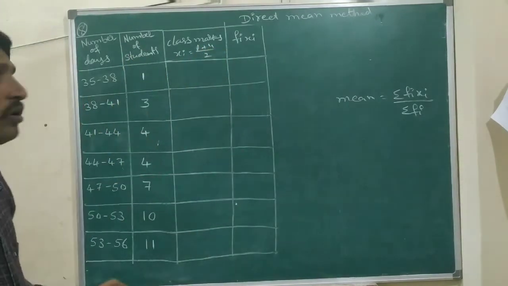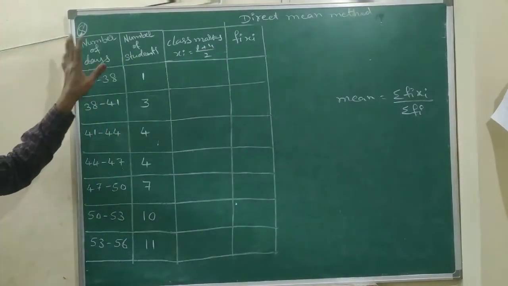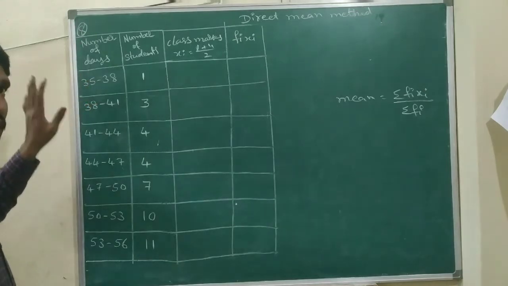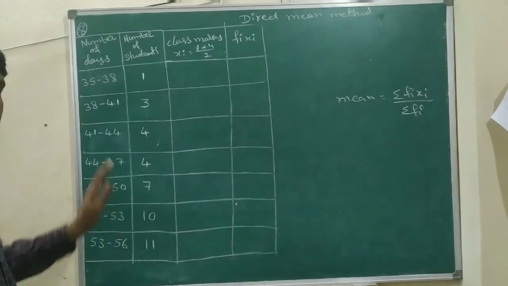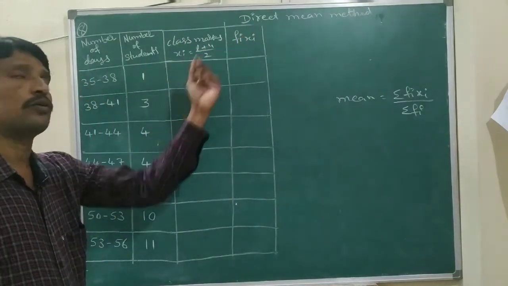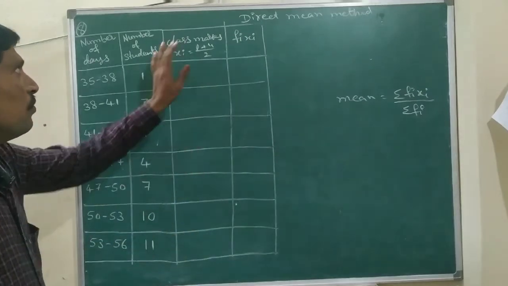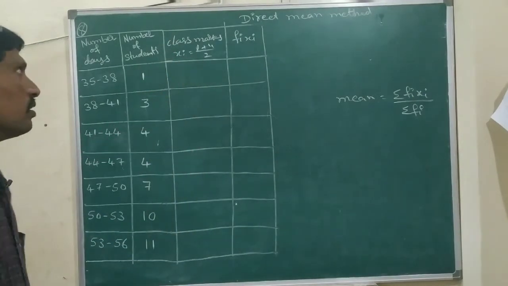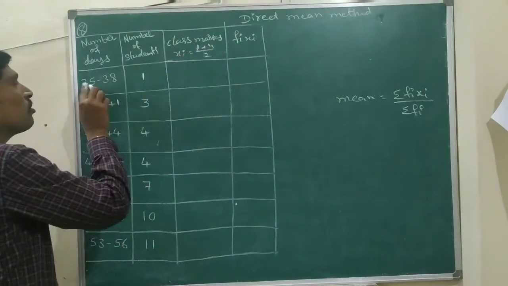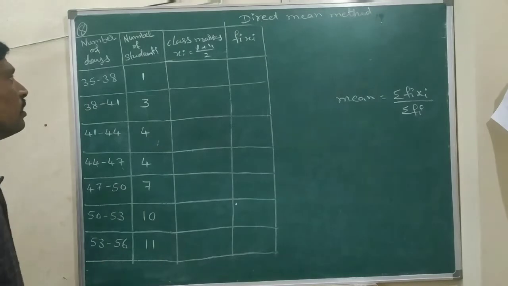So I have already prepared the table. In the table, the number of days we are taking as class intervals, the number of students as frequency, and class marks and fi xi. These two I took extra. Now we need to find the class mark. How do we get it? L plus U by 2. L means lower limit, U means upper limit.